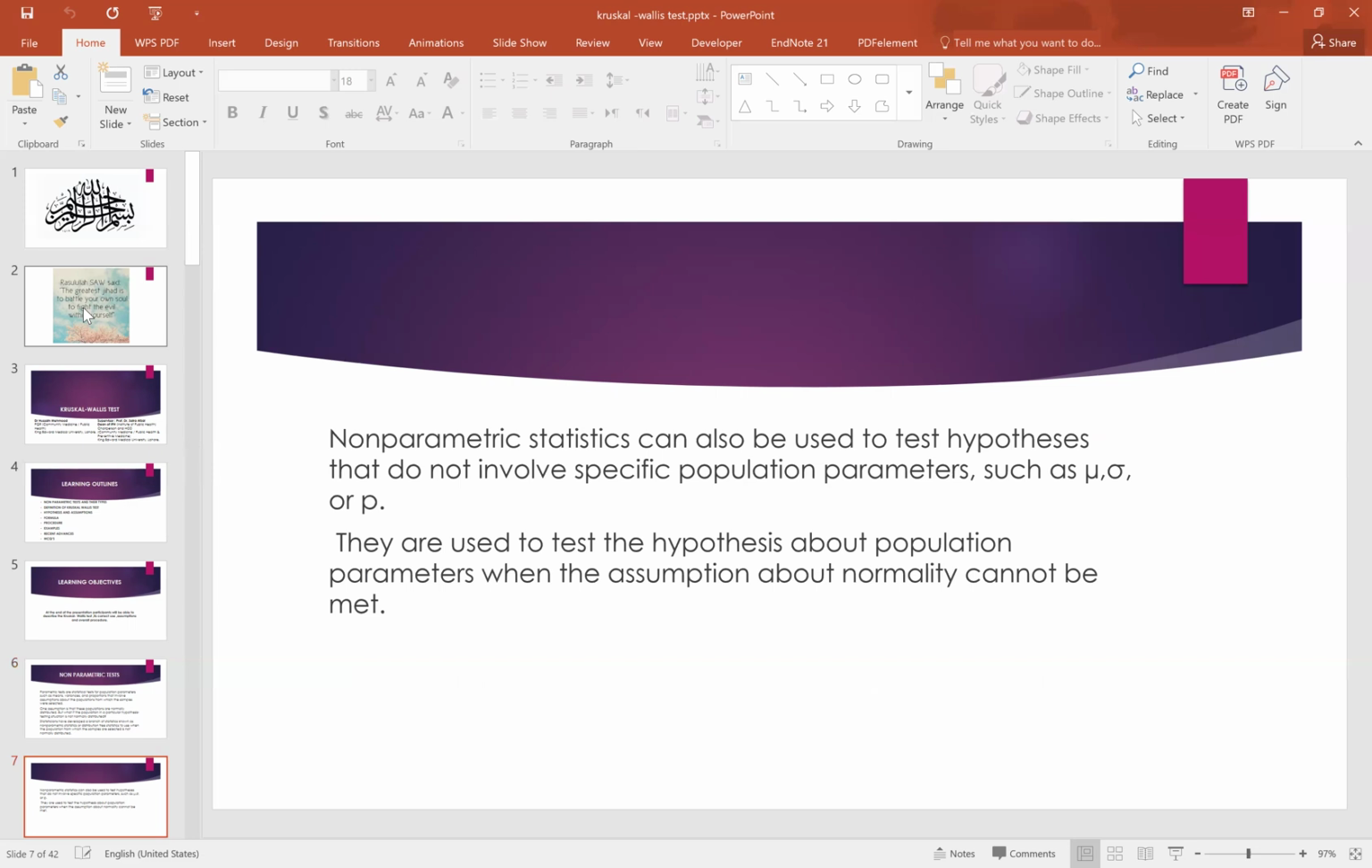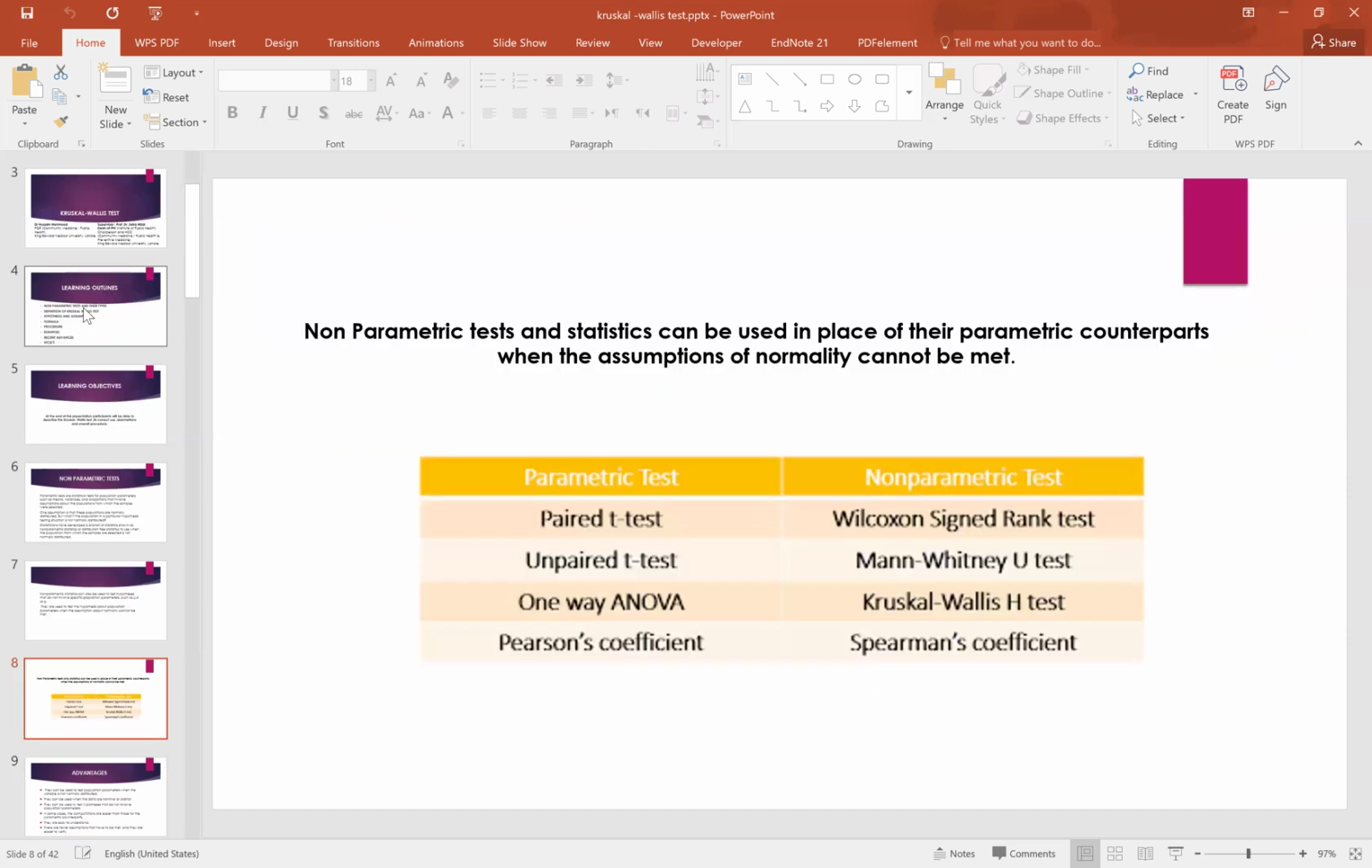Non-parametric statistics can also be used to test hypotheses that don't involve specific population parameters such as mu, sigma, or p. They are used to test hypotheses about population parameters when the assumption about normality cannot be met. Non-parametric tests and statistics can be used in place of their parametric counterparts when the assumptions of normality cannot be met. The parametric paired t-test has the non-parametric counterpart, the Wilcoxon signed rank test.